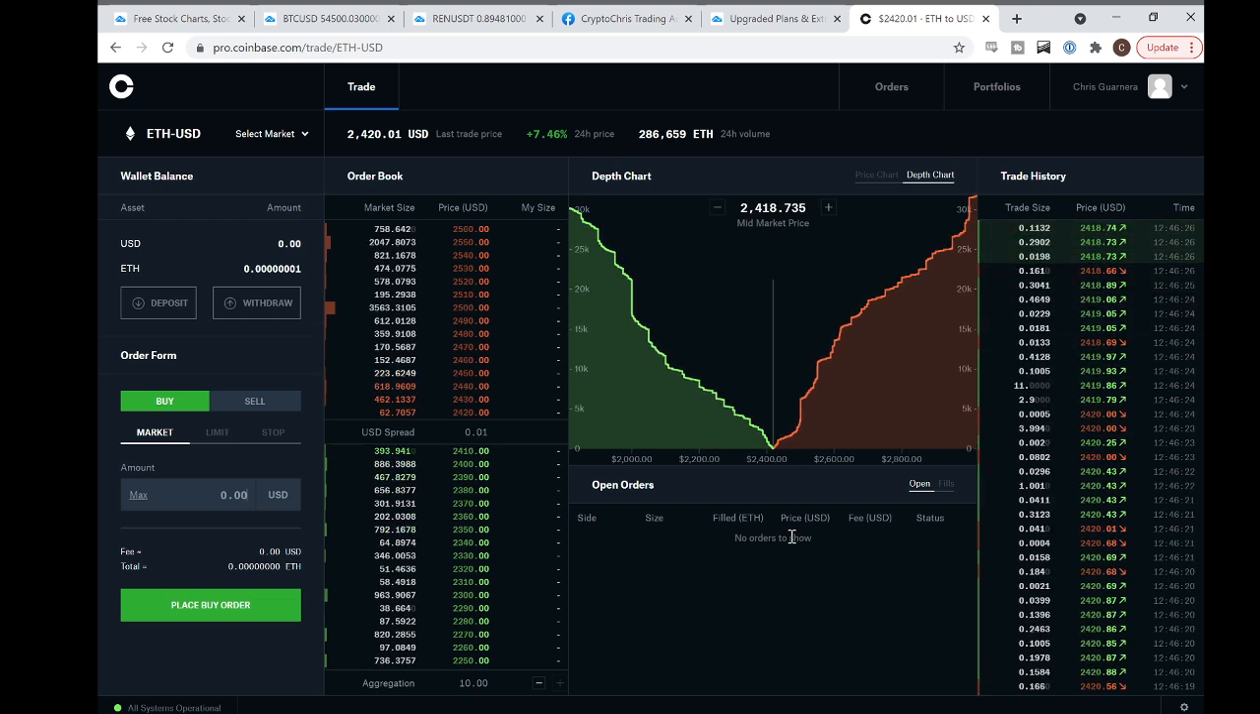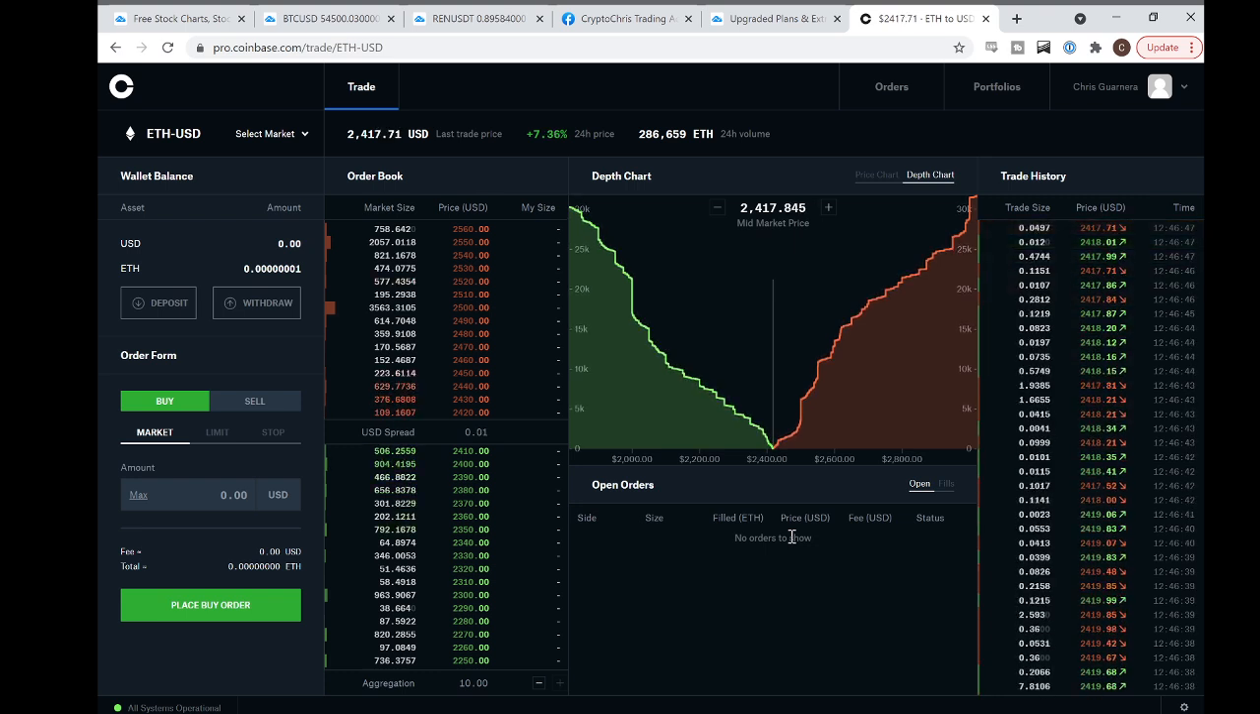So it's important to understand that the exchanges don't own the coins themselves. They don't own them. All they're doing is being a place where people can buy and sell and get the best price, the lowest price if you're buying, or trying to get the highest price if you're selling.